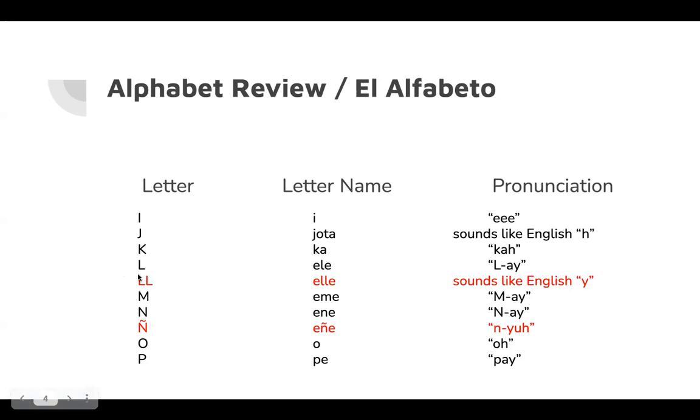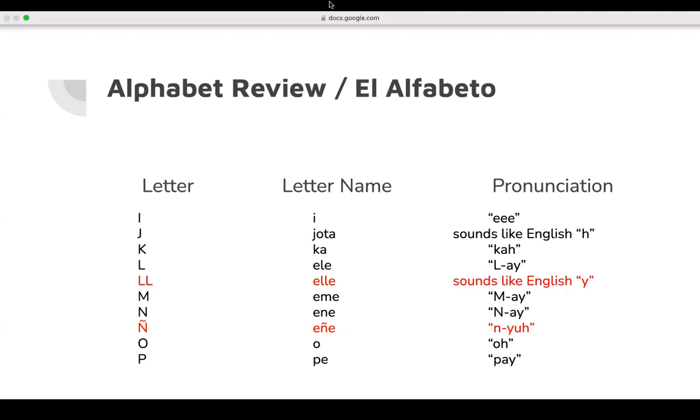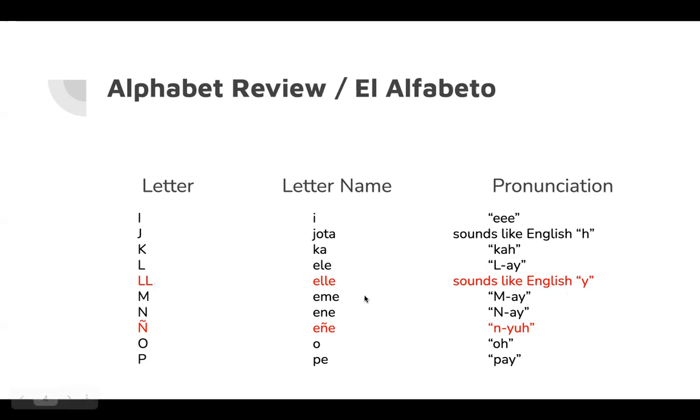Then this is one of those letter combinations, the double L. The letter name is LA, like two L's, but it sounds like an English Y sound. If you look at our vocabulary from vocabulary list number 2, one of the words is como te llamas, and that's spelled with two L's, so it makes a Y sound. The M is MA, pronounced just like MA. The N is NA, and that's pronounced just like that as well.